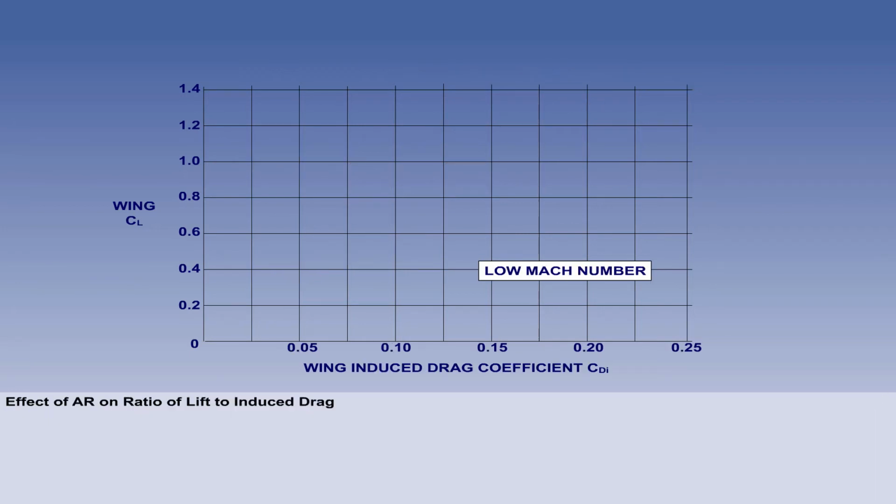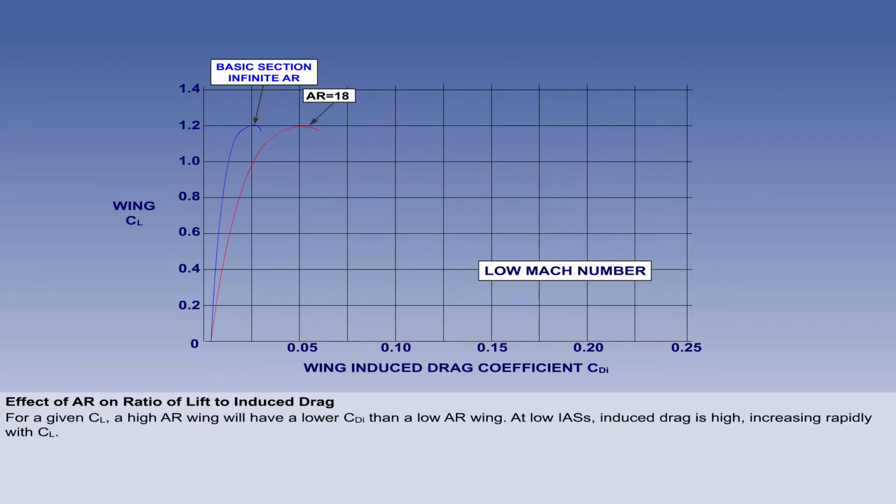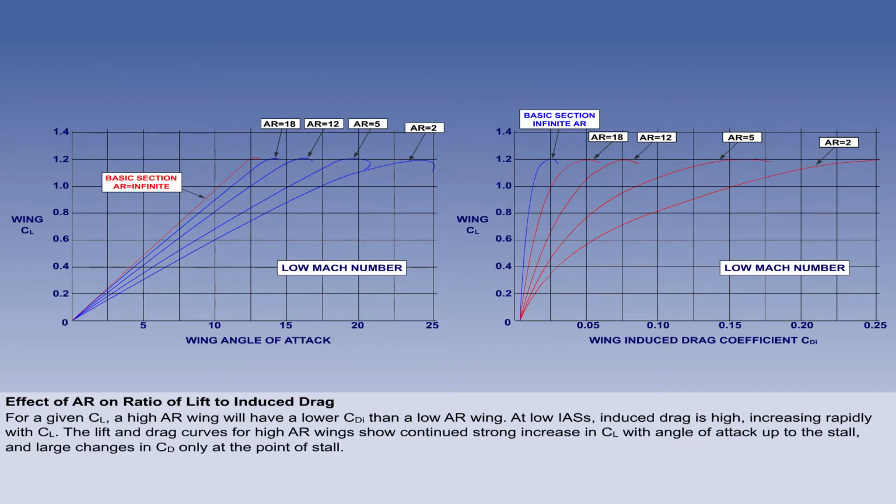If comparison is made between the coefficients of lift and induced drag, again, starting with a theoretical wing of infinite length, we can see that for a given lift coefficient, a high AR wing will have a lower induced drag coefficient than a low AR wing. At the high lift coefficients associated with low IASs, the induced drag is high and increases rapidly with CL. The lift and drag curves for high AR wings show continued strong increase in CL with angle of attack up to the stall, and large changes in CD only at the point of stall.